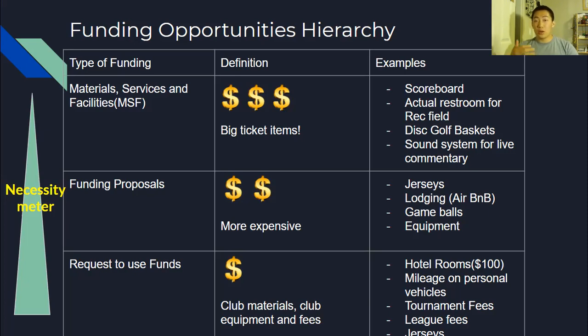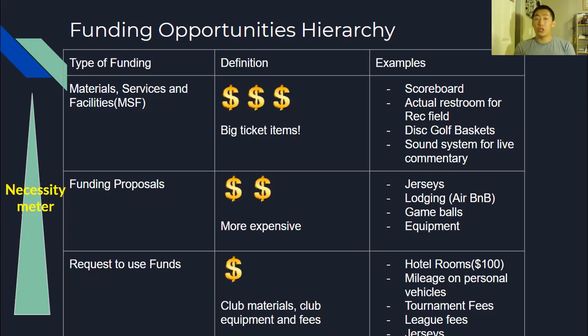As I've mentioned, there are different examples of things that you can use the MSF fund for. Some of these will benefit all different clubs. For example, if we have a scoreboard, then many different clubs that use the rec field can use that scoreboard. But in addition, you can also use the MSF fund for things that are specific to your club and just require a little bit more money. So these are the different funding opportunities that you can use.